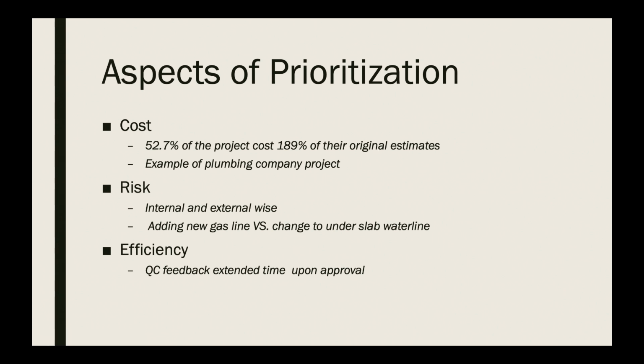First of all, I'll be discussing the aspects of prioritization from the aspect of cost. So for companies or personally run organizations, it's essential to have a goal or budget on how much they are willing to spend on a project. According to a research, 52.7% of projects cost 189% of their original estimates.